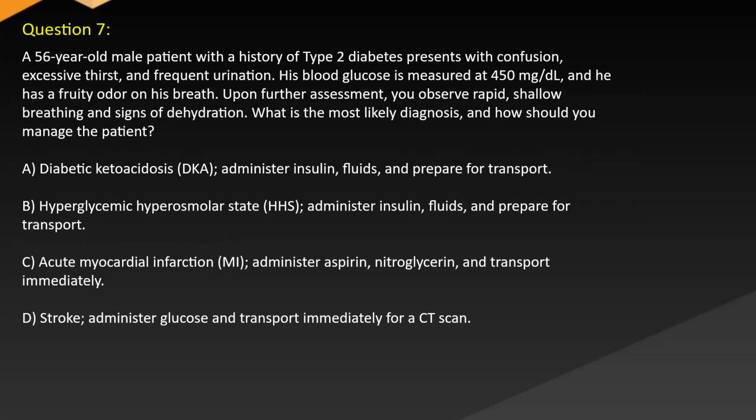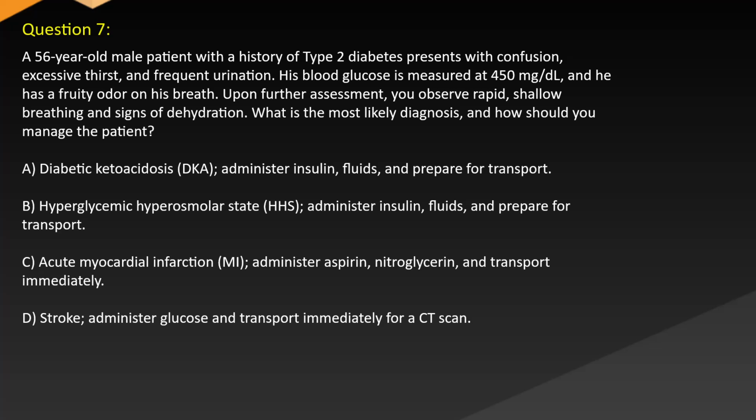Question 7. A 56-year-old male patient with a history of type 2 diabetes presents with confusion, excessive thirst, and frequent urination. His blood glucose is measured at 400 mg/dL and he has a fruity odor on his breath. Upon further assessment, you observe rapid, shallow breathing and signs of dehydration. What is the most likely diagnosis and how should you manage the patient?